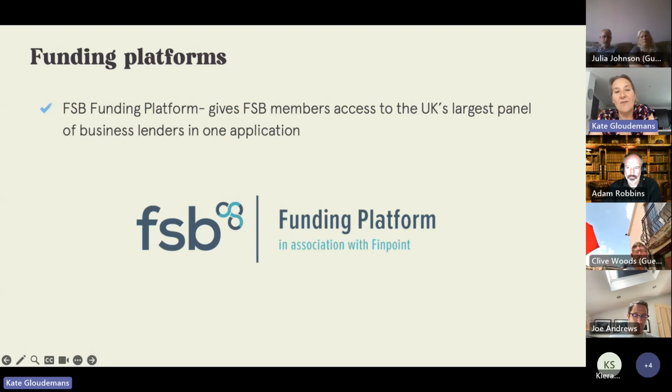They have a platform called the FSB funding platform, and it gives you access to the largest number of business lenders in one application. You can type in what your funding need is, and it will come up with potentially all the people that can provide that support. So rather than spending hours doing that research, it's quite a good way to do it.